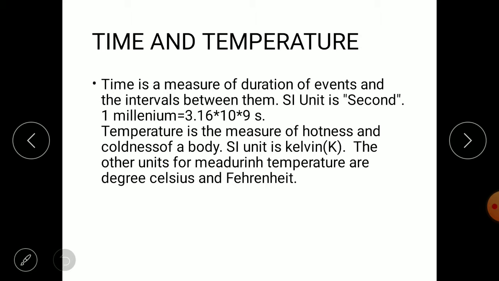We are always working based on time. Time is the duration of events and also the intervals between them. So morning and evening sections we determine by the time intervals between them. Its SI unit is second. Time has many larger units: second, hour, day, week, month, year, century, millennium, whatever it is.